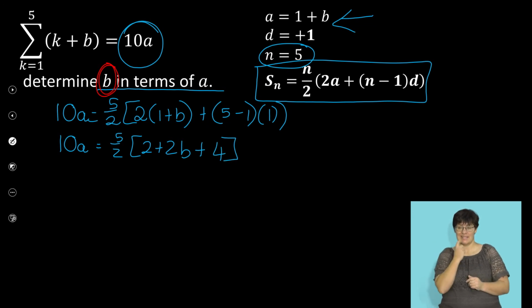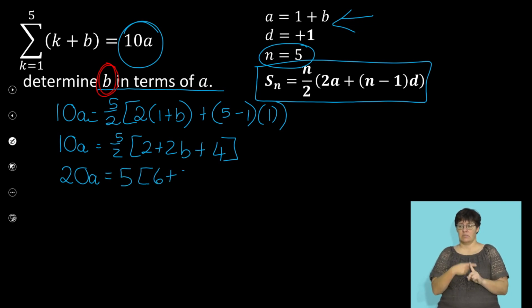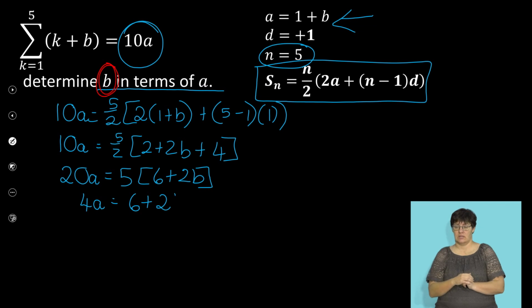To make my life a bit easier, I'm going to multiply both sides of this equation by 2 in order to get rid of the fraction. So I'm going to have 20a is equal to 5 times 6 plus 2b. I've just condensed and simplified that bracket. Remember, my whole goal is to get b by itself because I want to determine b in terms of a. I'm going to divide both sides of the equation by 5, so that's going to leave me with 4a is equal to 6 plus 2b.